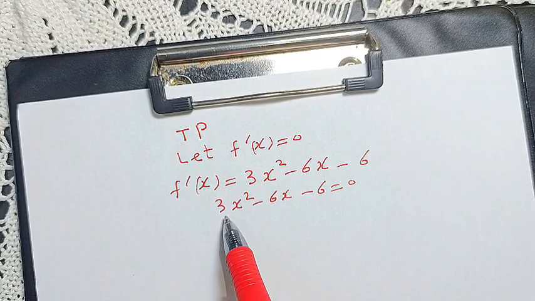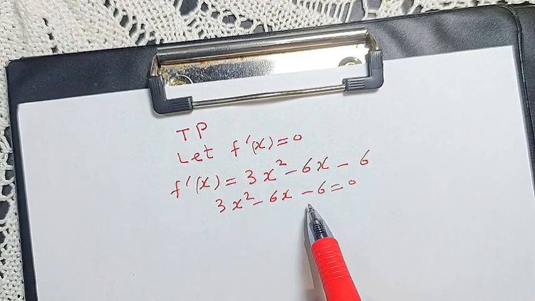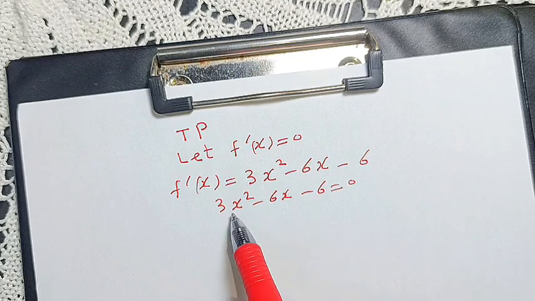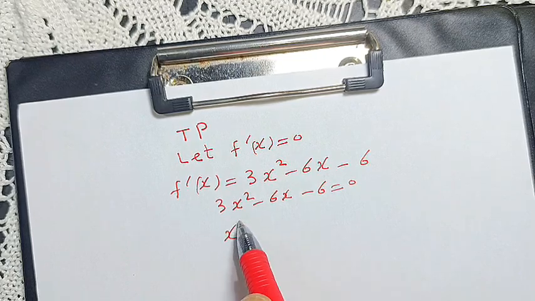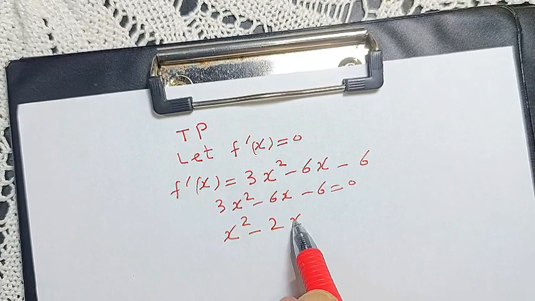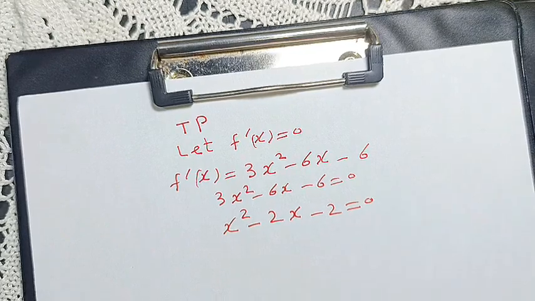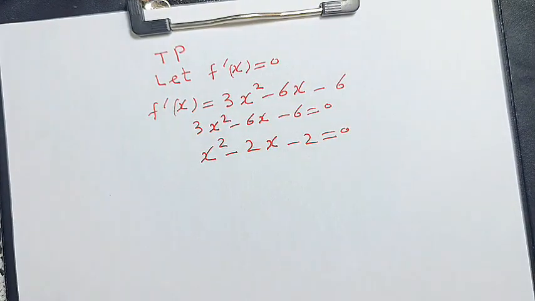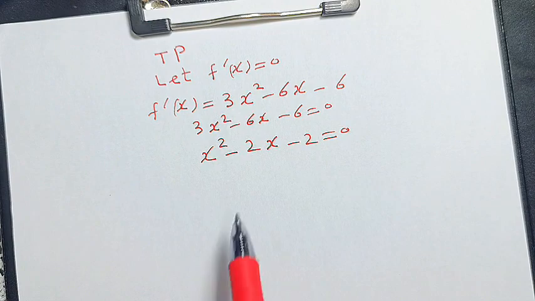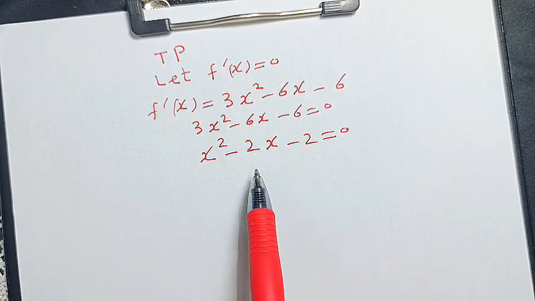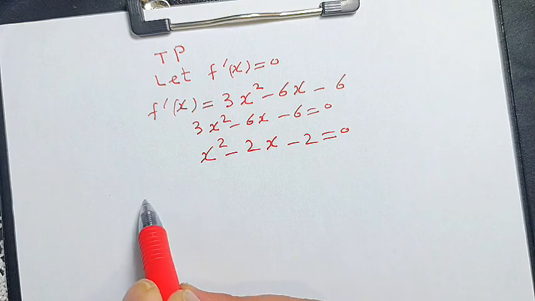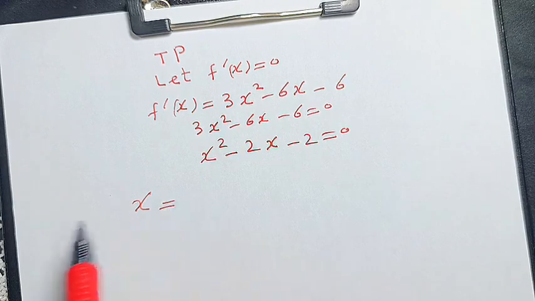And I can divide this whole expression by 3, because 3 is a common factor. So it's going to be x squared minus 2x minus 2 is equal to 0. Now I need to factorize. We need to solve for x here. We need to find the turning point. I can't factorize. If you can't factorize, then you must use the quadratic formula here. So I'm going to use the quadratic formula here.